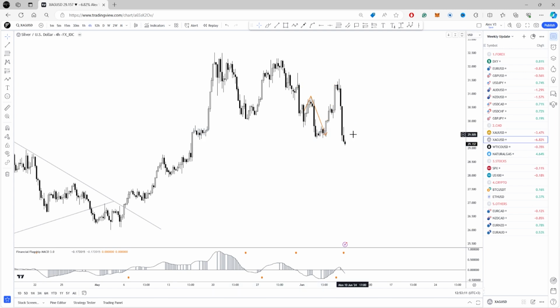And in the coming week, I'm expecting the momentum towards the downside to continue. Wait for the consolidation, and then the price will most likely break out this level again, creating a new lower low.